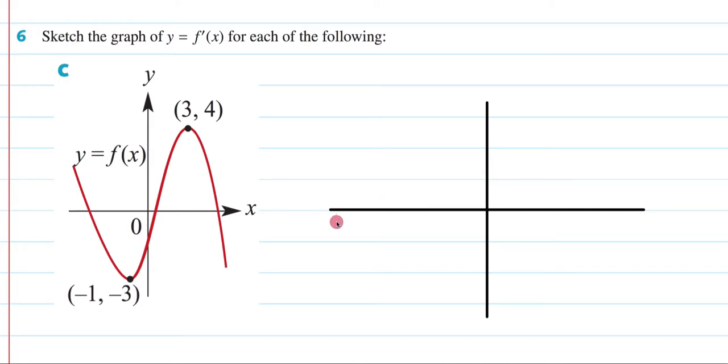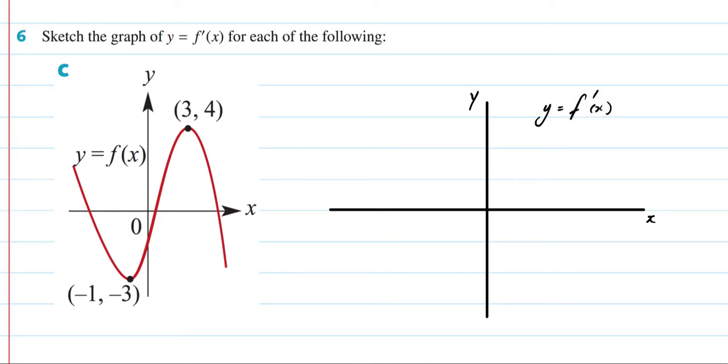We are going through exercise 17D, and in this video we'll be answering question 6C, which is asking us to sketch the graph of y equals f dash of x for each of the following. So we are going to be graphing the derivative of this. So let's begin by just making some preliminary notes down. So that's what it is, and we are graphing y equals f dash of x.